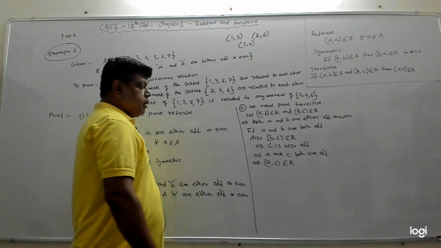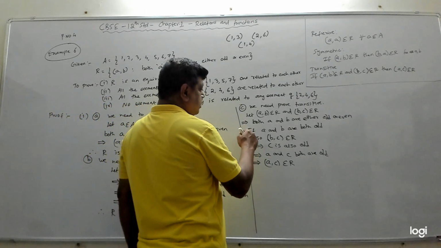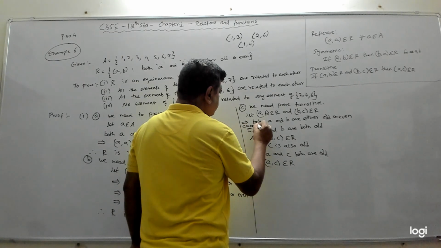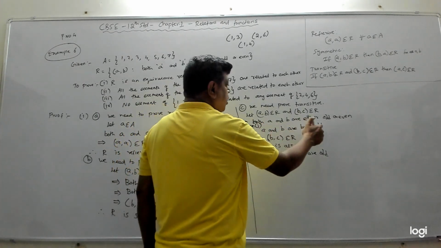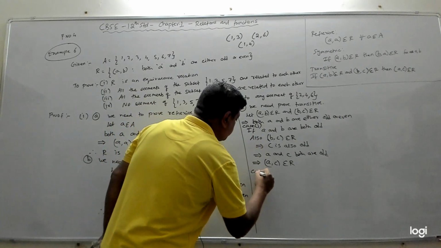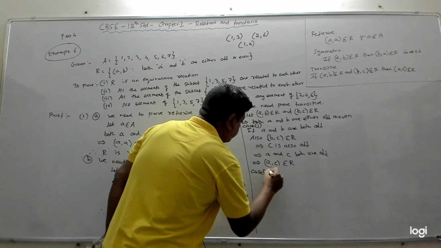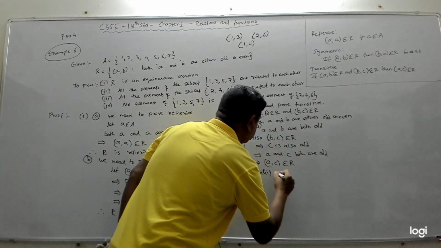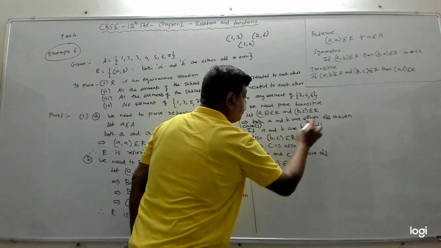A, C belongs to R. This is the case when we can even put case 1 here. Case 1: when both A and B are odd, then this is what happens. Now case 2: for this, both A and B are even. Odd case we have done. Now even, if both are even, what happens?